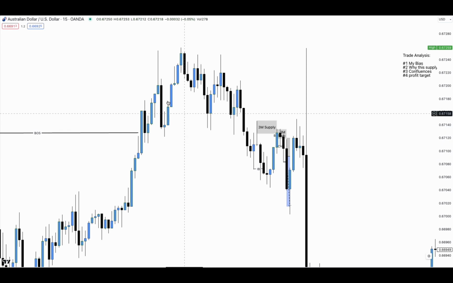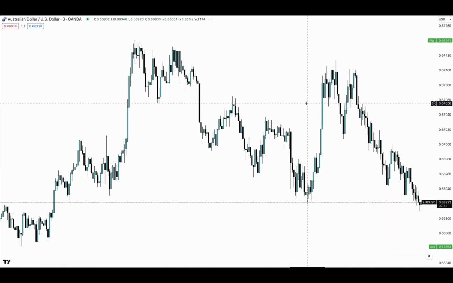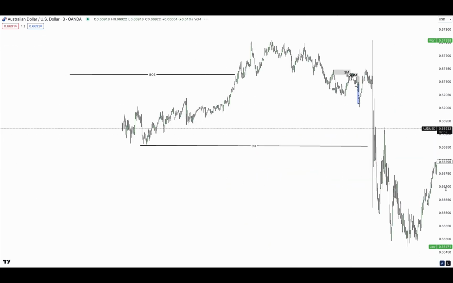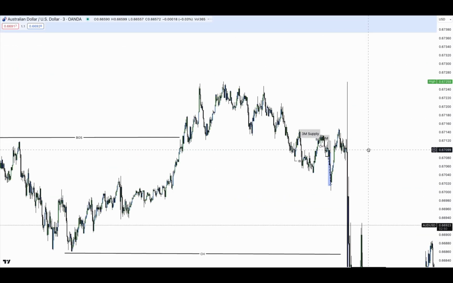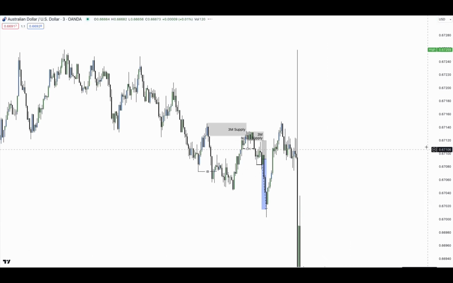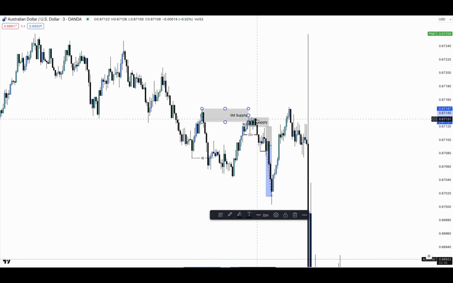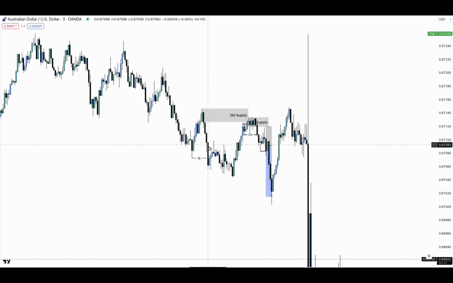Perfect. So we have our break of structure. Now, 3 minutes. Because this is a very low time frame, 3 minutes, normally I'd like to wait for a 15-minute change of character, but we don't have that. This is a continuation. So a 3-minute change of character will do, right? And that's exactly what we have. So I've got my 3-minute supply zone marked here, right? As we had that change of character or our break of structure and the retracement, right?